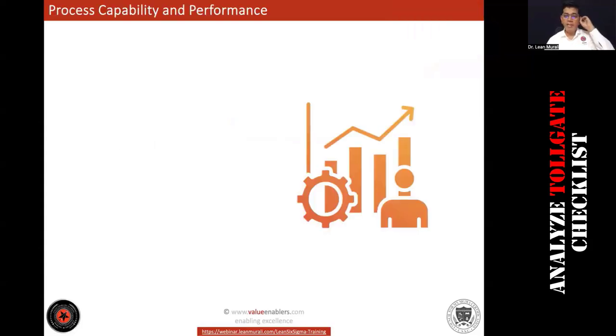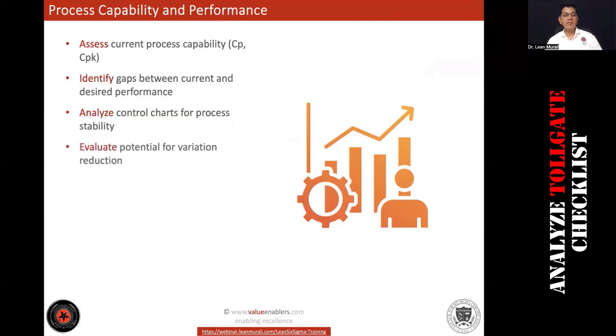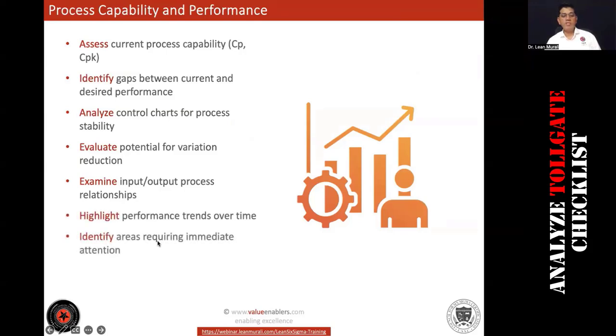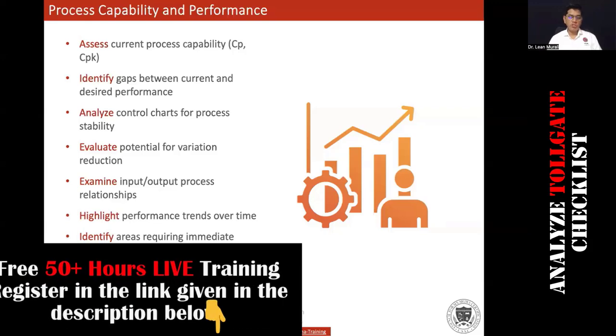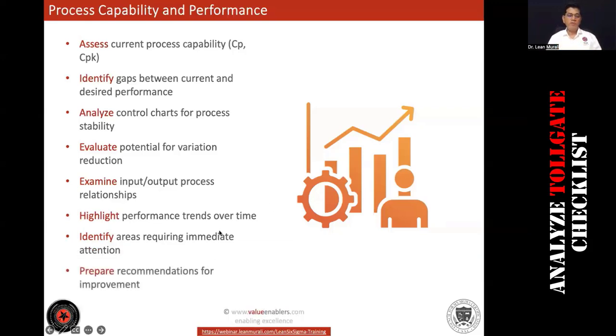And for capability and performance, we have to ensure that Cp, Cpk are done. We have to identify gaps between current and desired performance. We have to analyze control charts for process stability. We have to evaluate potential for variation reduction, examine input and output process relationships, highlight process performance, and identify areas requiring immediate attention. I'm not going to explain all this, but I'll share this presentation with you so that you have this as a checklist in your mind to proceed further.